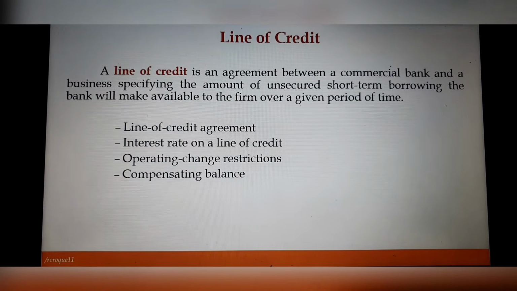This is the required checking account balance, usually a certain percentage of the amount of credit line. For example, the credit line is 1 million tapos nire-require ng bangko na magkaroon ng compensating balance na 20%. So therefore, pag nanghiram siya ng 1 million, 200,000 may iwan sa bangko, only 800,000 will be the proceeds of the loan.